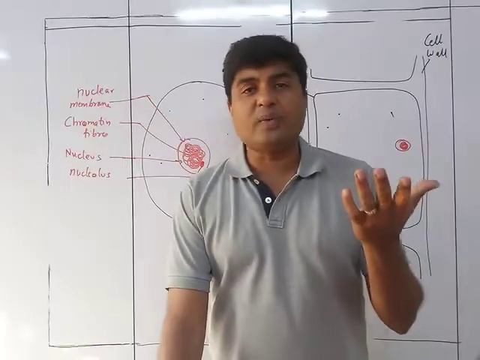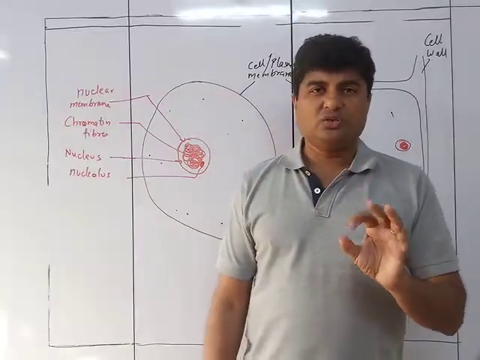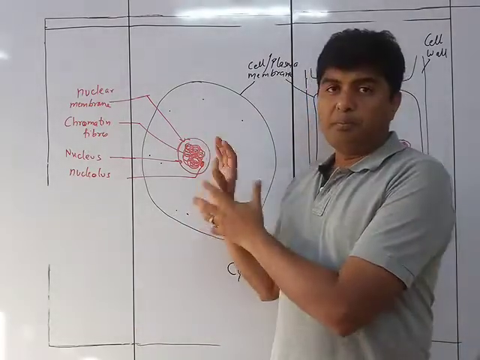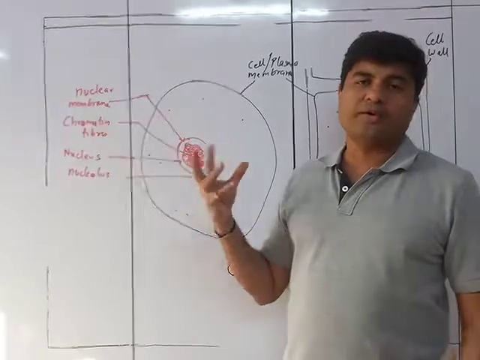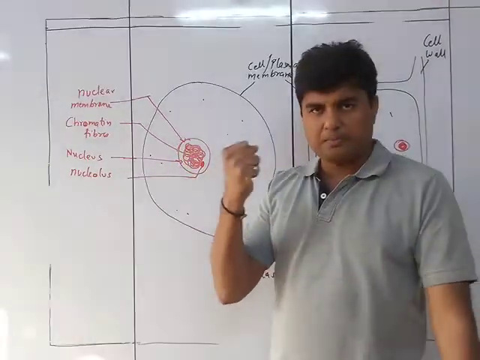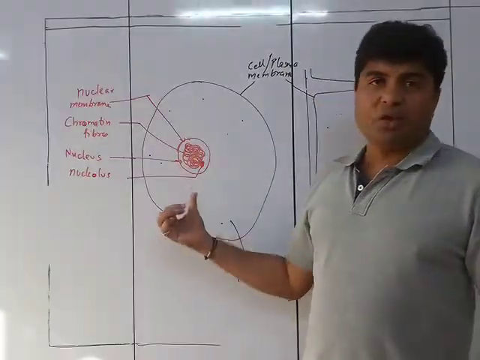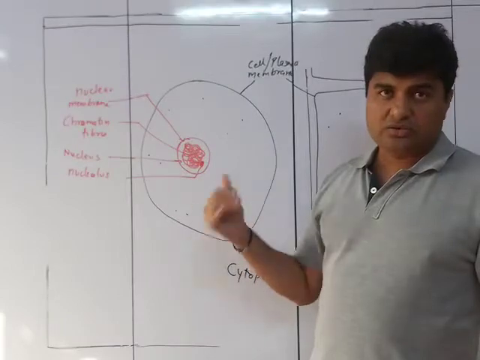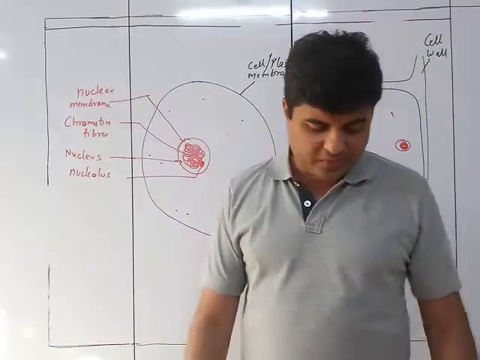So what are the functions? First thing is to regulate cell functions. You can consider this the brain, or the main part of the cell. Whatever functions the cell is doing are going to be regulated by the nucleus. So much so that if you remove the nucleus, the cell dies. That's why the nucleus is so important.